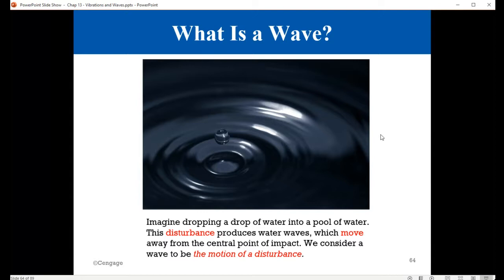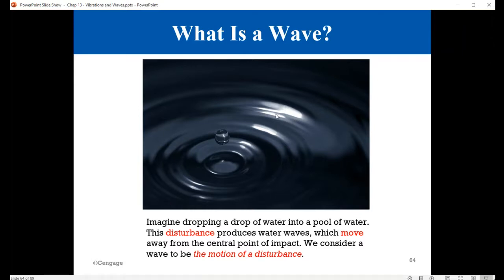So what is a wave? That is the question. What is a wave? Imagine if you drop a water droplet or a stone on the surface of a pool of water, you will have waves, circular waves, spreading away from the center of the impact.